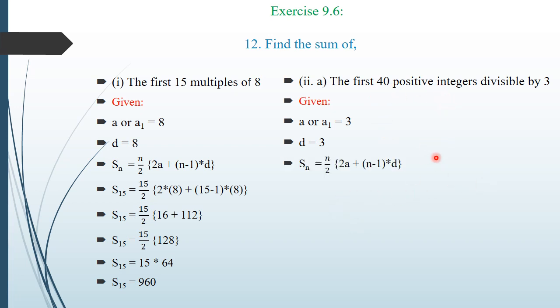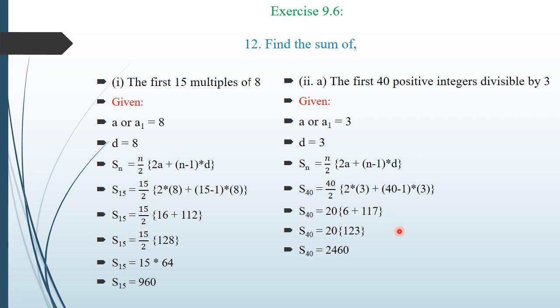I'll apply the same formula again, Sn equal to n by 2 into 2a plus n minus 1 into d. Substituting all the values here, in place of n I'll put 40, 40 by 2 into 2 into, in place of a I'll put 3 plus n minus 1, that is 40 minus 1 into d is equal to 3 here. 40 by 2 is nothing but 20, 2 into 3 is 6 plus 40 minus 1 is 39, 39 into 3 I'll get as 117. Therefore, further simplifying, 117 plus 6 is 123, 20 into 123 I'll get as 2460. Therefore, sum of first 40 positive integers that are divisible by 3 is going to be 2460.